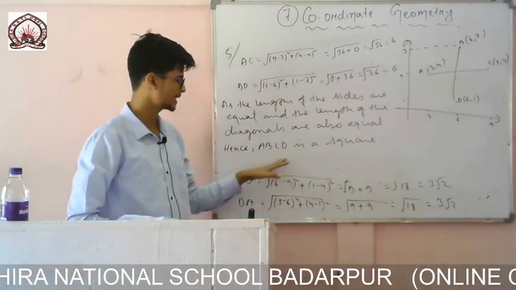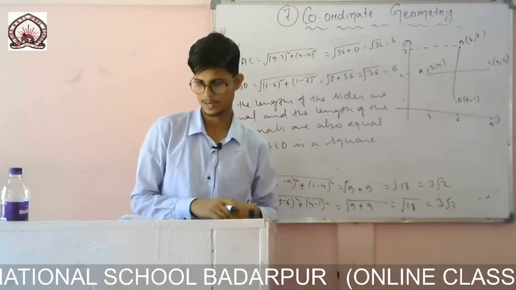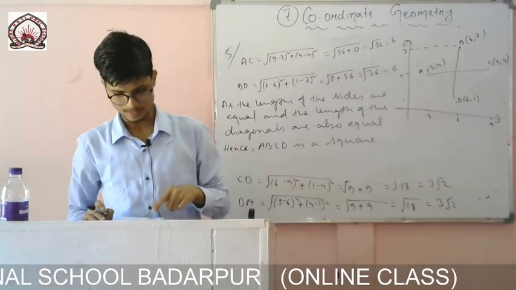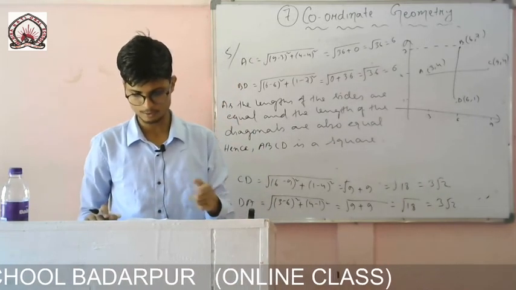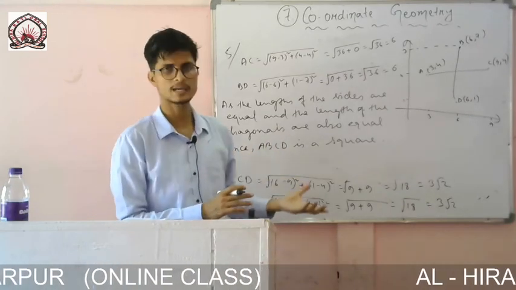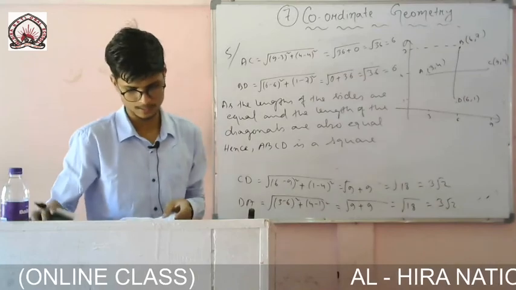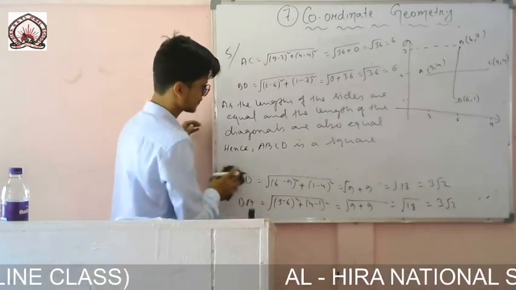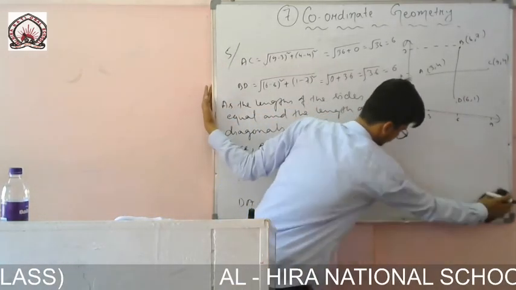Hence the quadrilateral ABCD is a square. So who is correct? Champa said that the four sides are forming a square, so it looks like a square. That means she is correct. So you write: yes, therefore Champa is correct.